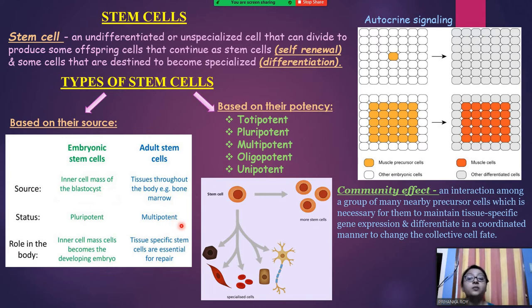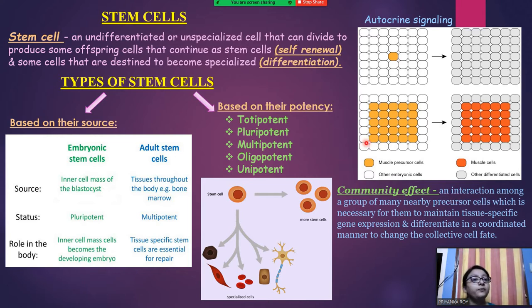Therefore they are multipotent, not pluripotent. So based on their potency, you already know that stem cells can be divided into totipotent, pluripotent, multipotent, oligopotent and unipotent. I am not getting into details because I have already discussed this. And another term that is very important in this differentiation is the community effect.